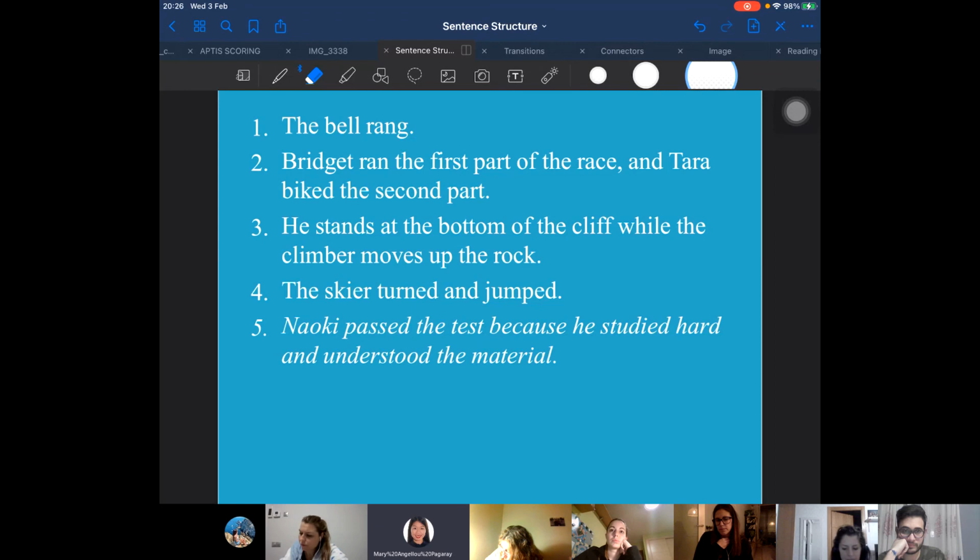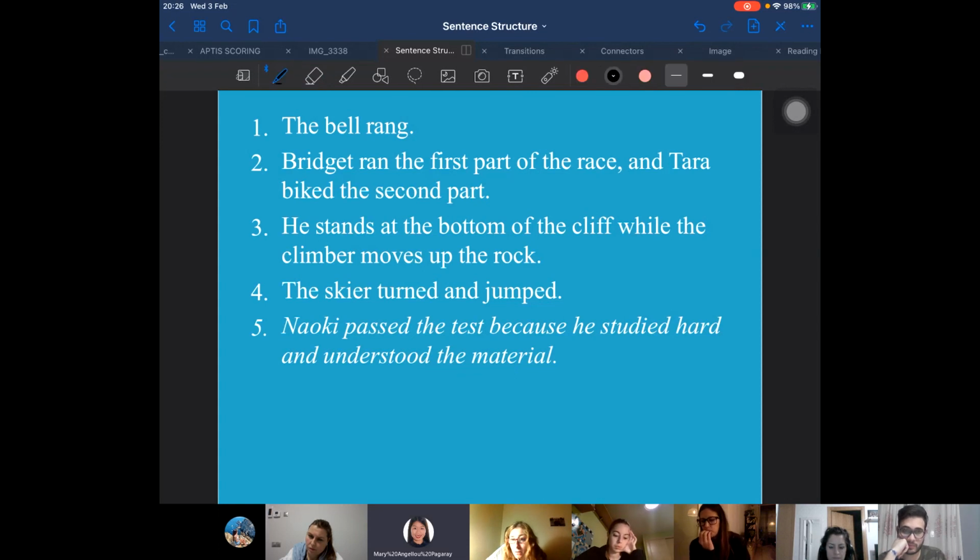Let's start with number 1, the easiest one. Let's have Laura 1. The bell rang. What kind of sentence is this? Simple, compound, or compound complex? Simple. Perfect. This is simple. Exactly. How about number 2? Let's have Laura 2.